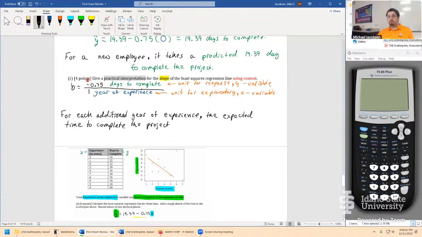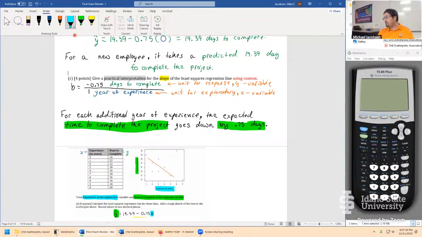it goes down. We see it going down on the graph, but also from the negative sign, goes down by 0.75 days. So by 0.75 days, time to complete the project. This is all context for the response variable. Additional year of experience, this is context for the explanatory variable, mentioning the denominator.